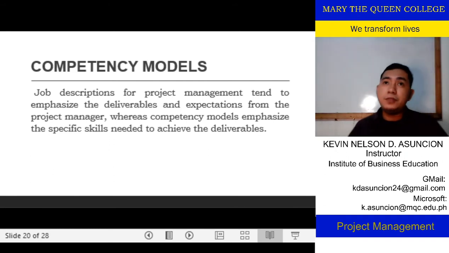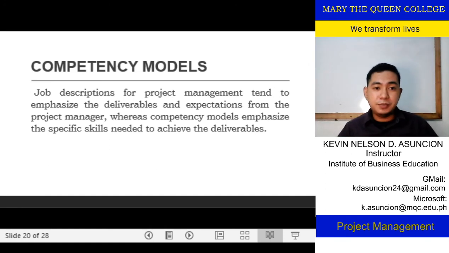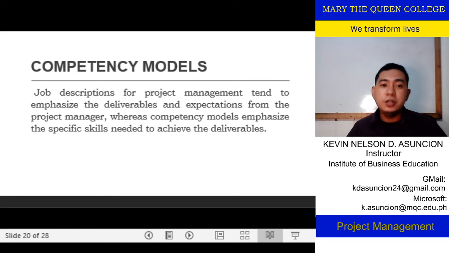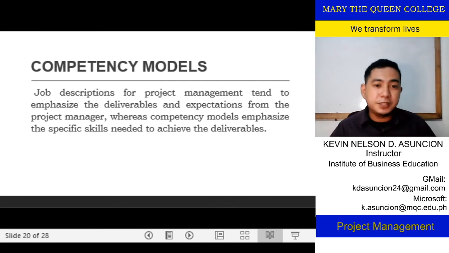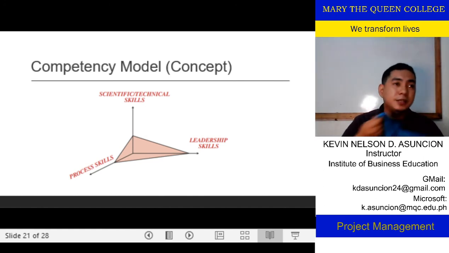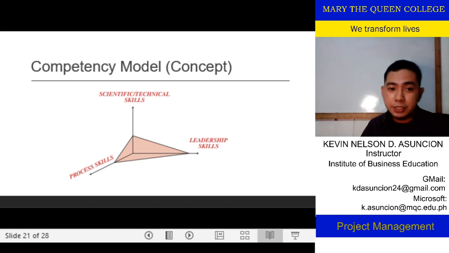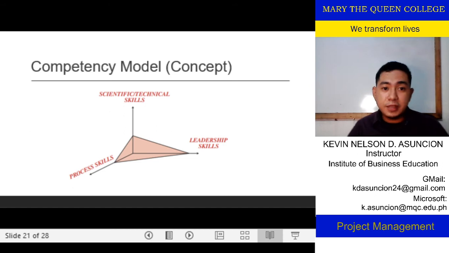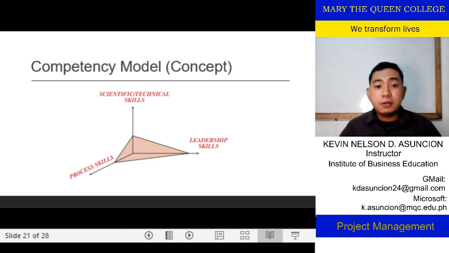Okay? So we actually have different competency models. It's also one of the areas of development or growth of project management. Job descriptions for project management tend to emphasize the deliverables and expectations from the project managers, whereas competency models emphasize the specific skills needed to achieve the deliverables. So what are those? These are the competency models. This talks about the people managing the project, the project management team. So they should have the process skills, the ability to deliver, the scientific and technical skills, and also the leadership skills, the human skills.